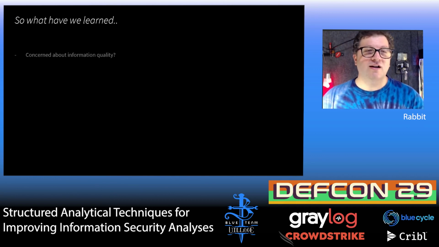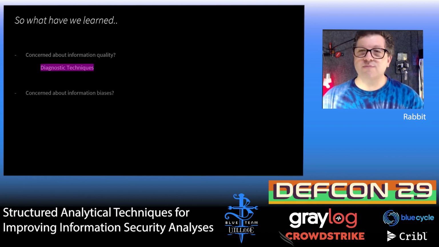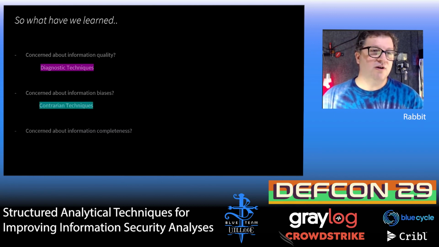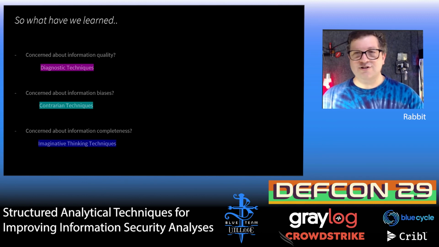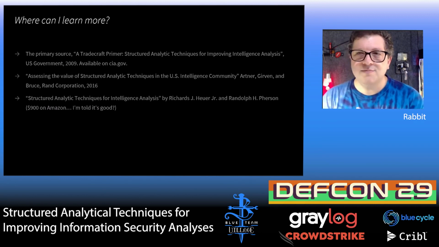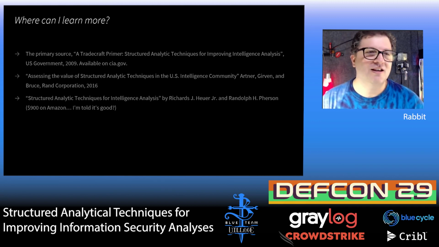We've learned if you're concerned about information quality, then use diagnostic techniques. If you're concerned about information biases, use contrarian techniques. If you're concerned about information completeness, use imaginative thinking techniques. And where can you learn more? The document that I started with is fantastic. It goes way more in depth. You should really read it if you found any of this interesting.